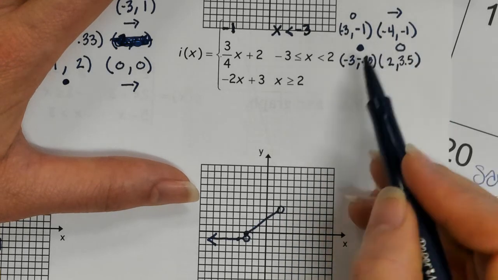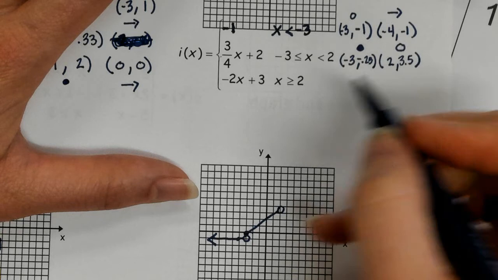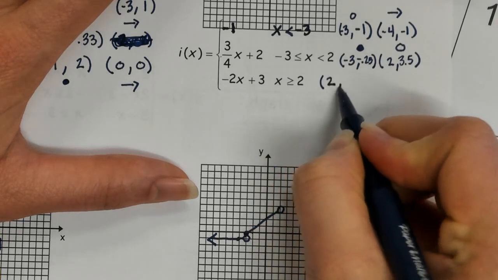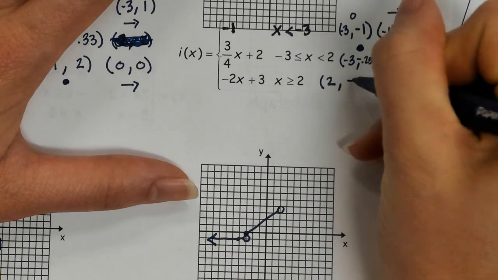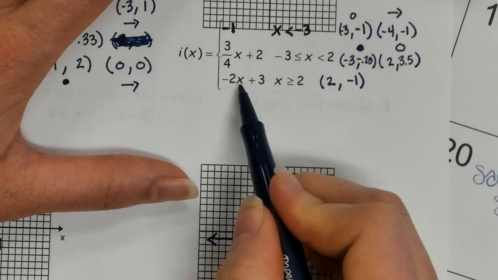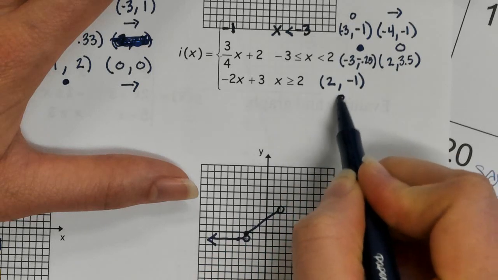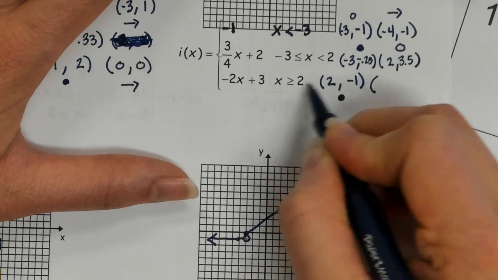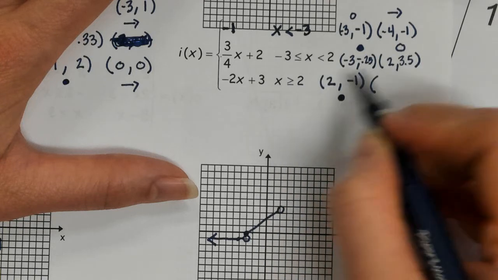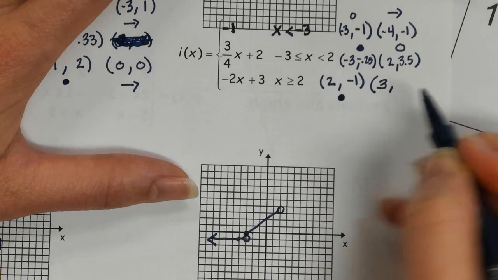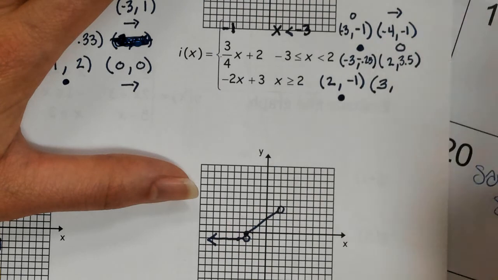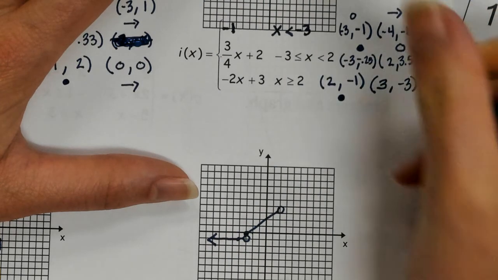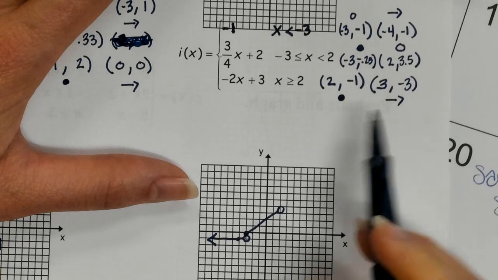The other ones had arrows. This one does not. This one, we start at 2. We plug it in. So -4 plus 3 is going to be -1. I plugged it in. And that's going to be my closed circle. Now I pick something that's greater than 2, so I'll pick 3. So -6 plus 3 is -3. And that's where my arrow is going.